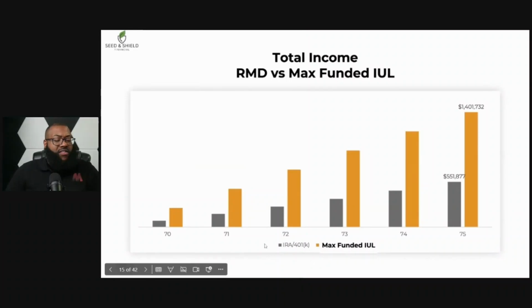So again, this is just more of a year over year. So the RMD versus the max funded IUL, you can see here at 70 through 75, if he were to take out the same amount of dollars and contribute the same amount of dollars, he would have $1.4 million in total income versus $551,000 from an RMD, right?